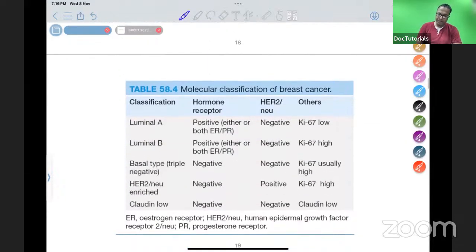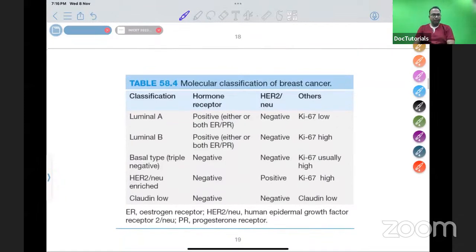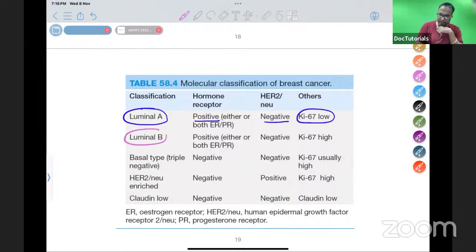This is a direct table from Bailey and Love, so please understand the table. Luminal A type is ER/PR positive, HER2 negative, Ki67 low. Luminal B is also ER/PR positive, HER2 negative, but Ki67 is high. So please remember these two lines. Luminal A is the most common type.